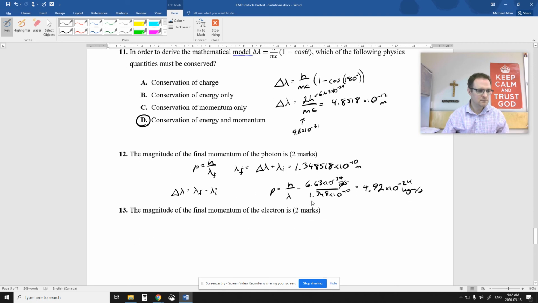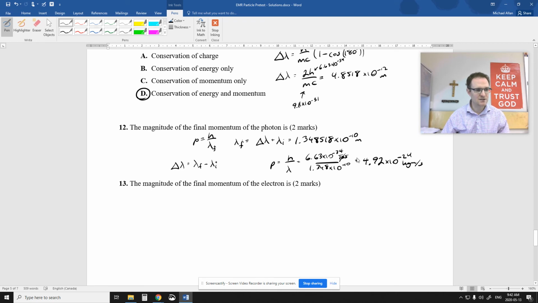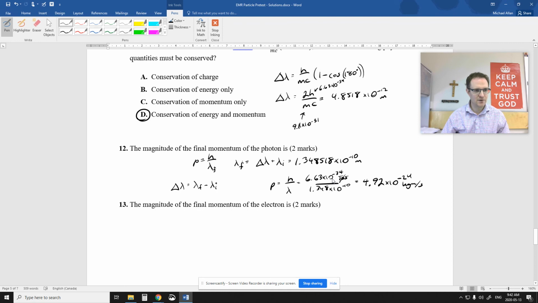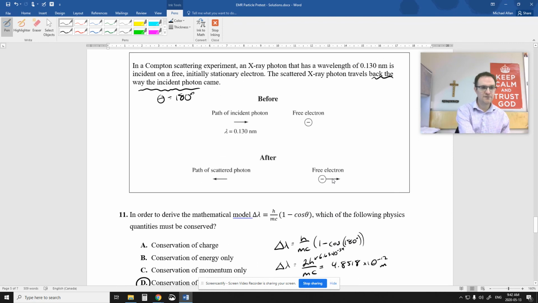Cool. Now the final momentum of the electron. So we know the final momentum of the photon. Let's go up here and determine what the initial momentum of the photon is. The initial momentum of this photon is going to be h over lambda, h being the 6.63 number. That is 5.1 times 10 to the negative 24 kilogram meters per second, so it's not much bigger than the other one.